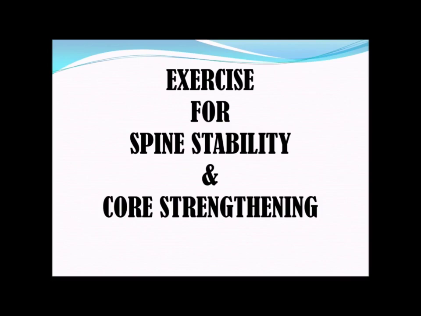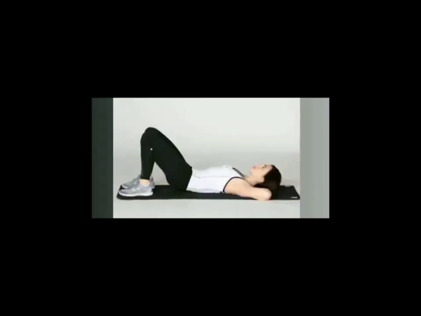Your core includes muscles like the erector spinae, rectus abdominis, obliques, which are the internal and the external oblique, transverse abdominis, and multifidus. Keeping these muscles strong helps to stabilize your body, support your spine, and enhance your overall fitness. If you are new to exercise or if you haven't exercised for a long time, start with these beginner moves. So the first exercise is the bridge.